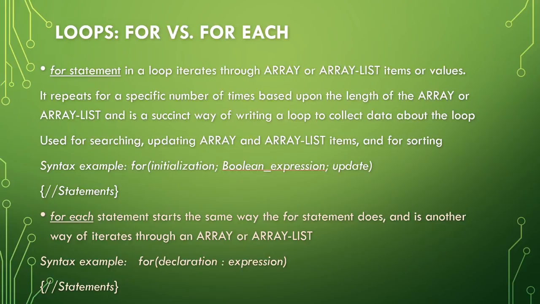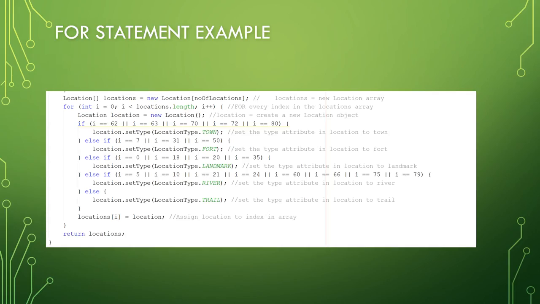The for each statement is very similar to the for statement, and it starts the same way. It is another way of iterating through an array or an array list. Here's an example of a for loop where the create locations method is used, and you can see that there's an array of locations set at specific places along the map. Whenever you call that up according to the location type of town, fort, landmark, or river, they're going to be associated to those specific locations.